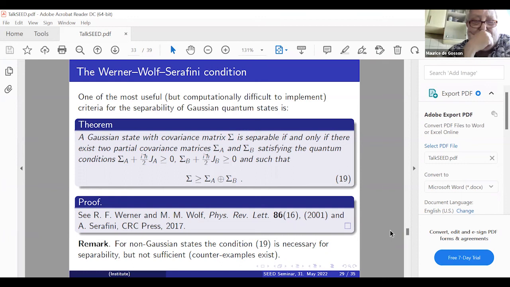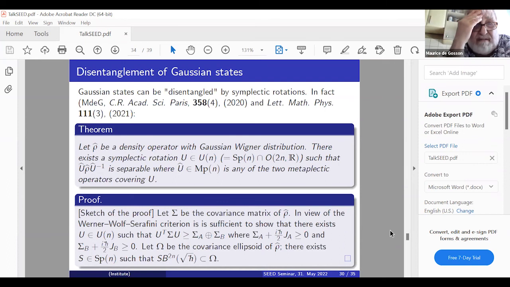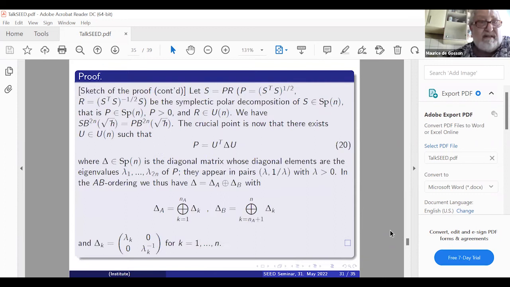Well, the first step perhaps to this is given in one of my recent papers, but it's not sufficient anyway, where I show that any density operators can be disentangled in the sense above by using unitary mappings and their metaplectic counterparts. But well, the result is interesting, but it's not sufficient here. So for the proof, well, okay.